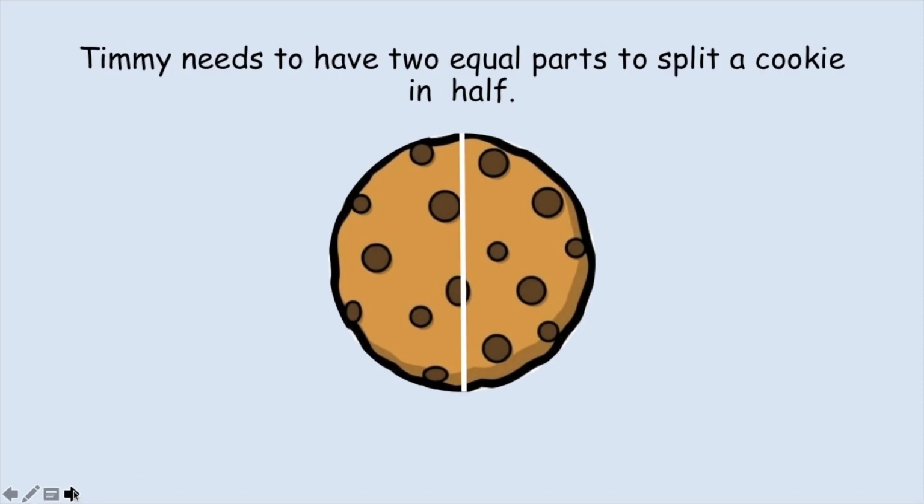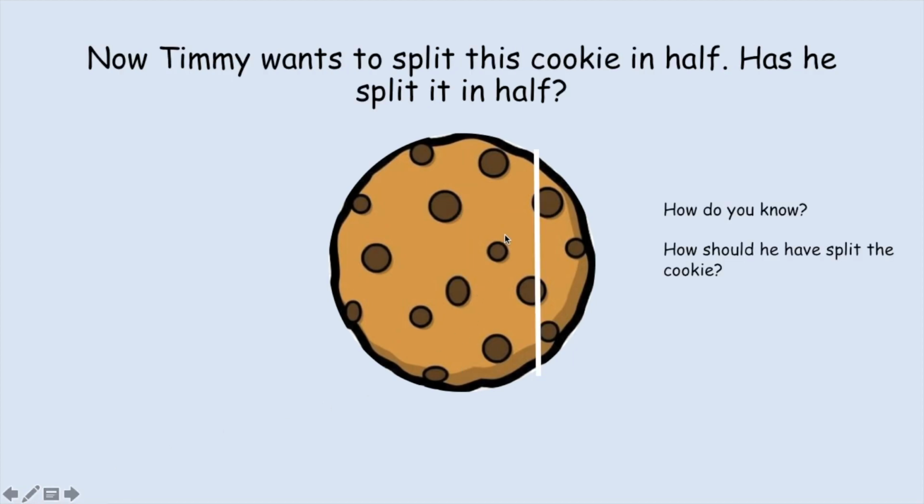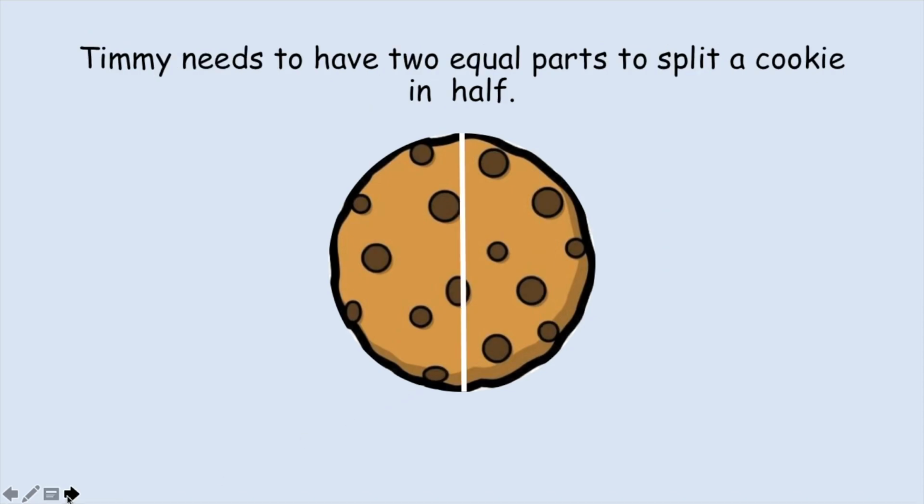So Timmy hadn't cut the cookie in half because, if we go back, one part is a lot smaller than the other. They're not equal. So we do have 2 parts, but they are not 2 equal parts. So it is not in half. When we are cutting something in half, we need to have 2 equal parts. So each side needs to be the same. Timmy needs to have 2 equal parts to split his cookie in half.